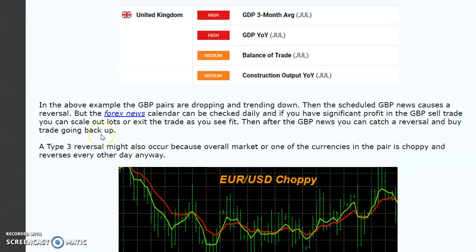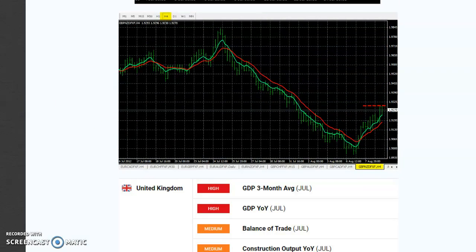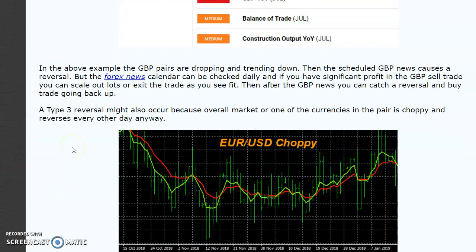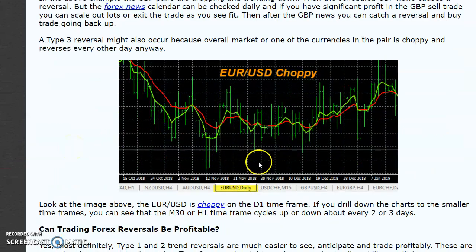Now, sometimes you get reversals like this on smaller time frames like the M30 time frame. So look at this. D1 time frame on the Euro USD. Well, each one of these bars, vertical bars, is 1 day. So this pair is not trending, it's just choppy.